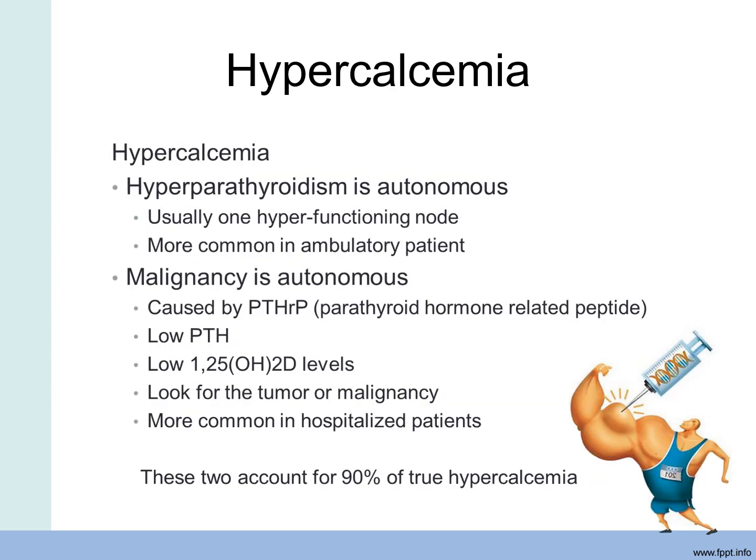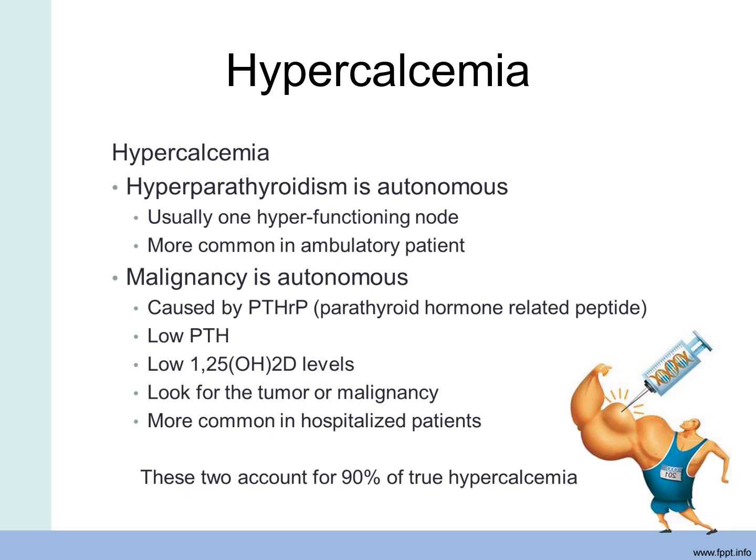With hyperparathyroidism, it is autonomous. There's usually one hyperfunctioning node and more common in our ambulatory patients. Malignancy is also autonomous. We see the high calcium but low PTH levels. We also see low vitamin D levels. This is caused by parathyroid hormone related peptide. So when we see a patient who has elevated calcium but low PTH, then we need to check a parathyroid hormone related peptide. If that is positive, then we're looking for the tumor or malignancy.